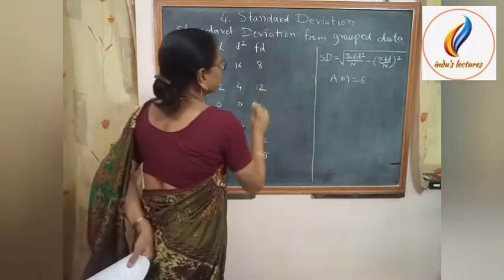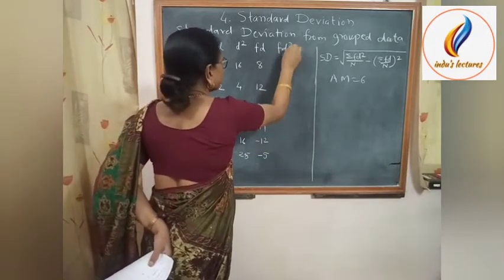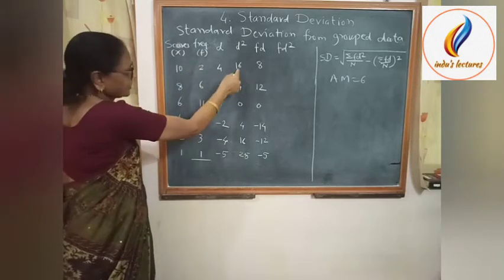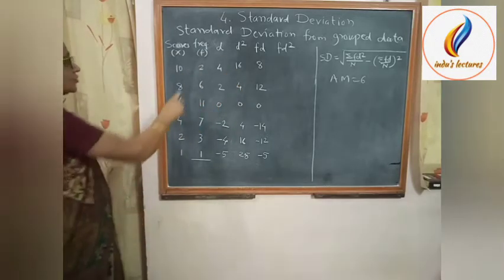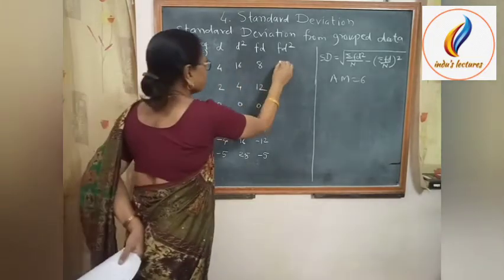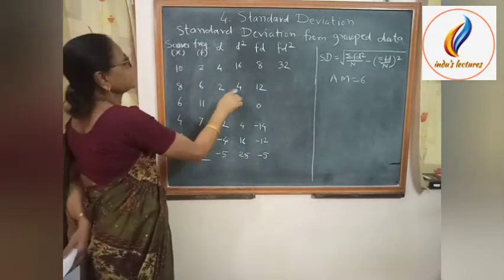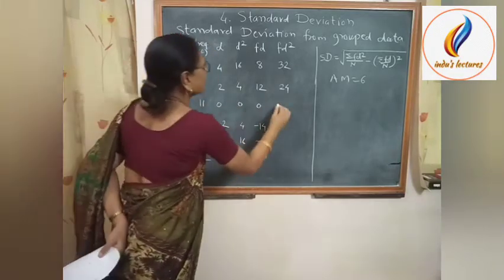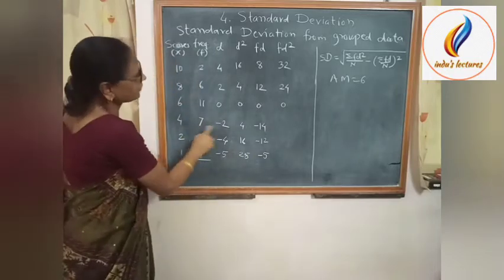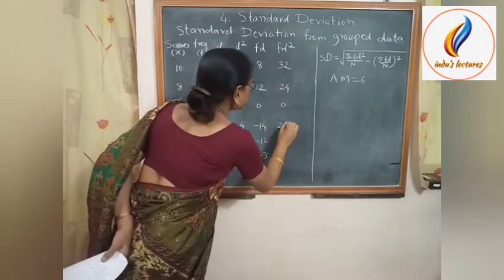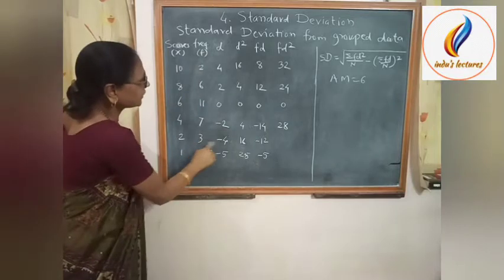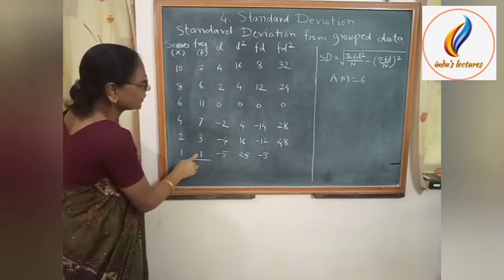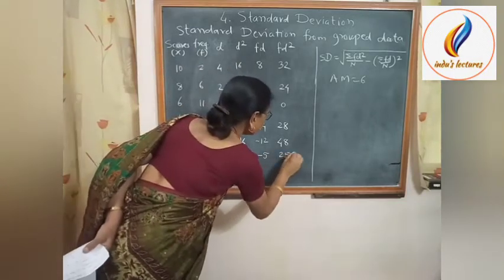Now again we have to calculate fd square. That means frequency f multiplied with d square. So 2 into 16 is equal to 32. 6 into 4 it is equal to 24. 11 into 0 is 0. Then 7 into 4 it is 28. 3 into 16 it is 48, and 1 into 25 is equal to 25.